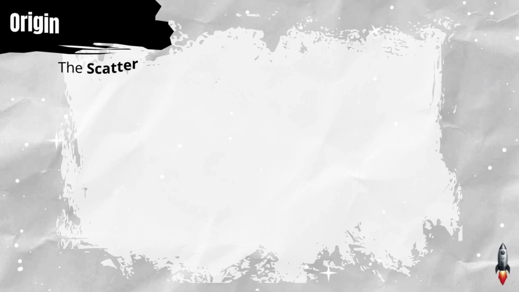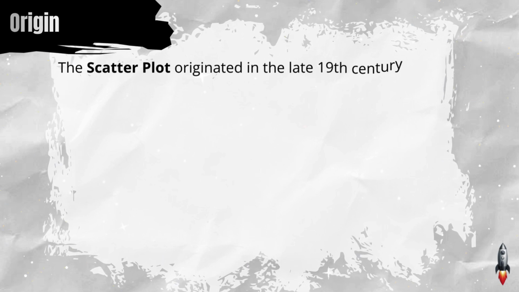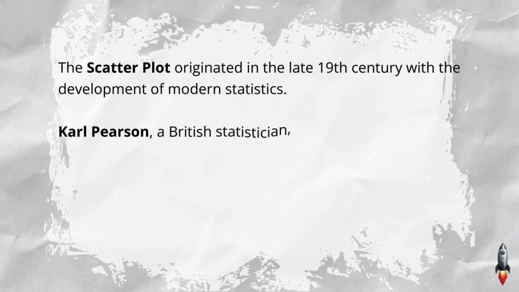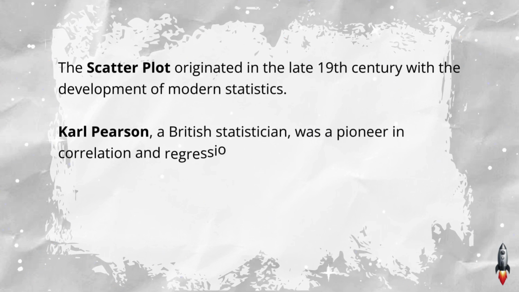The scatter plot originated in the late 19th century with the development of modern statistics. Karl Pearson, a British statistician, was a pioneer in correlation and regression analysis.